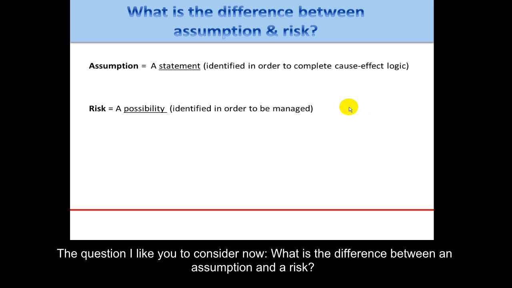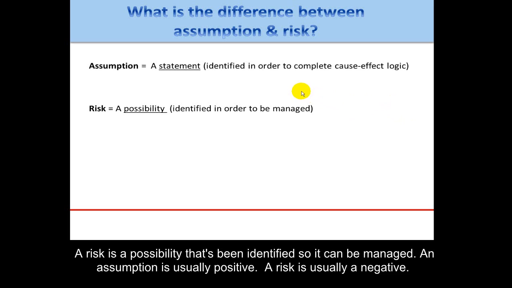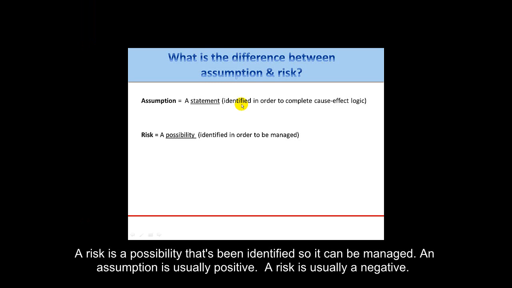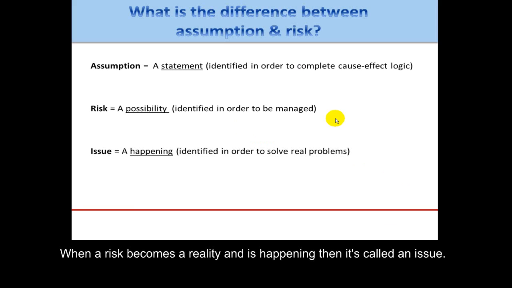An assumption, if you remember correctly, is a statement that is identified in order to complete the cause and effect, the if-then logic of the log frame. A risk, then, is a possibility that's been identified in order to manage. An assumption is usually a positive, a risk is usually a negative. Once a risk becomes a reality and is happening, then it's called an issue.